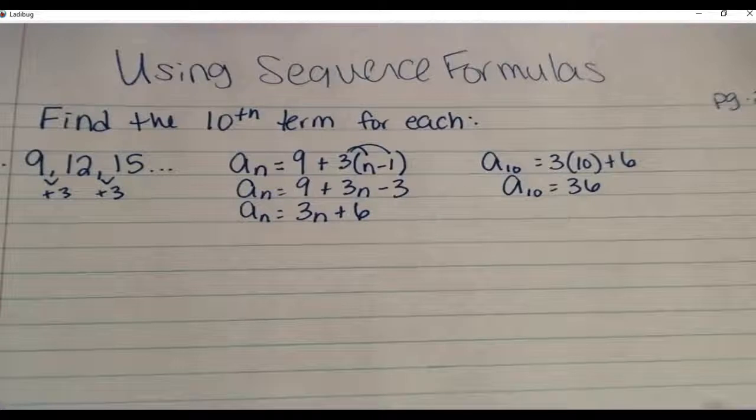Questions? Yeah. So for a_1, is it always the first number? Like 9? Yes, a_1 stands for the first term. Yep.